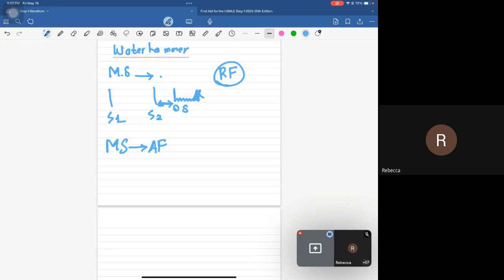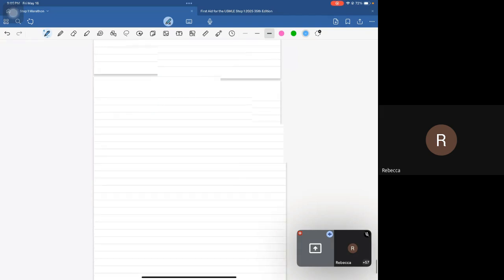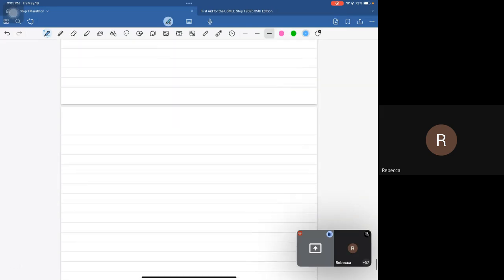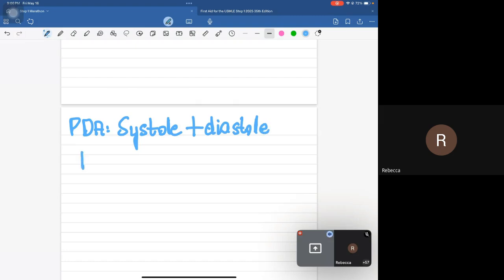Now we have a last murmur, which is the murmur of patent ductus arteriosus. And this is the easiest murmur of all. Why? Because this is the murmur which would be present in systole as well as diastole, right? So the murmur of PDA is present in systole plus diastole as well. And this is a machine-like murmur.